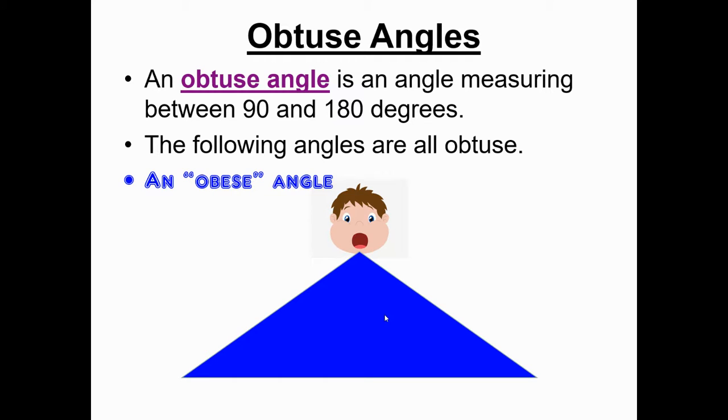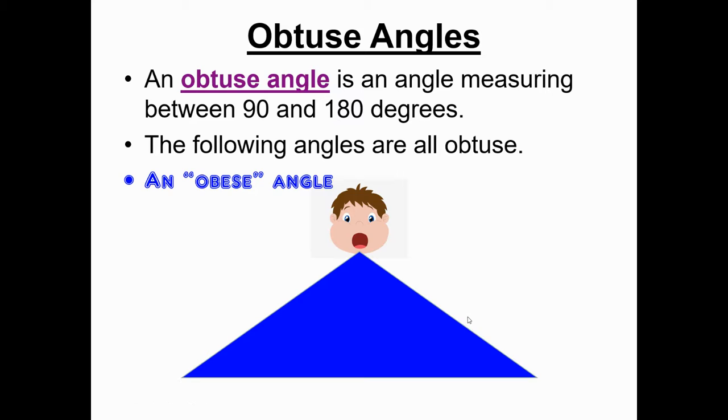Here is an obtuse angle. I remember obtuse angle because obtuse sounds like the word obese. An obtuse angle is an angle measuring between 90 and 180 degrees. This right here is a giant obtuse angle, an obese angle, a fat angle. Here's our vertex right here. And here's our ray and our ray, and they're sharing the same vertex right here. It is open wider than 90 degrees.